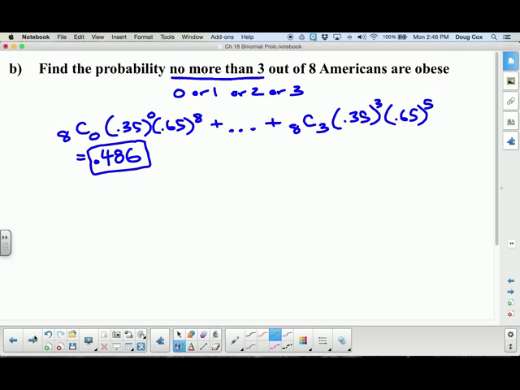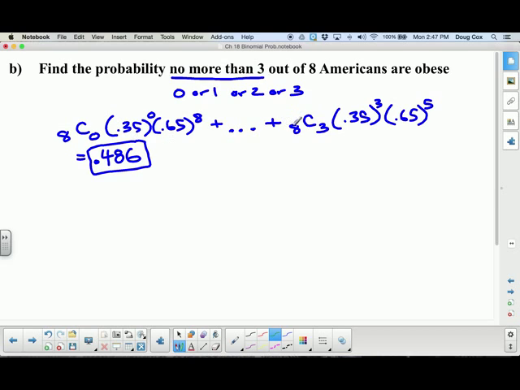So what if we were to change this up a little bit here? Instead of saying exactly, what if it was no more than 3 people out of 8? Well, no more than 3 means either 0 or 1 or 2 or 3. So literally you'd have to do it for 0 people. That's 8 people, and that's 0 out of 8. 0.35 to the 0 power, because no one would be obese, and everyone would not be obese. And you do that all the way through here.